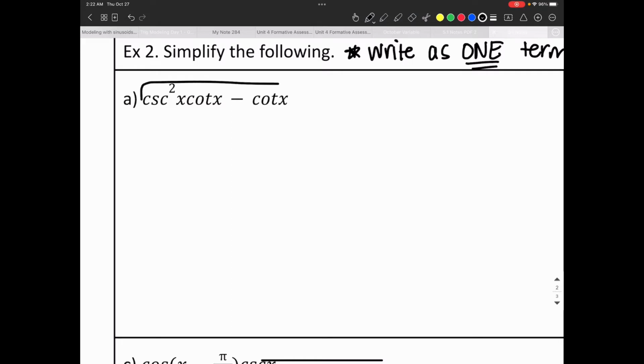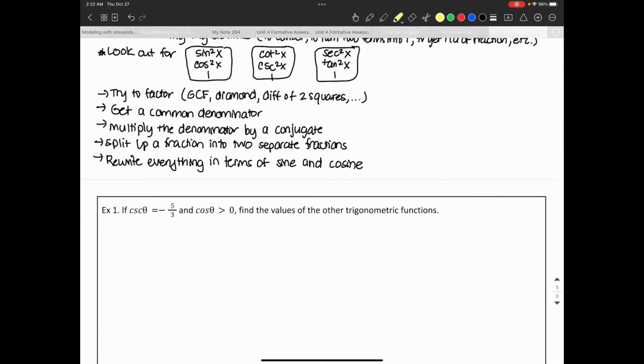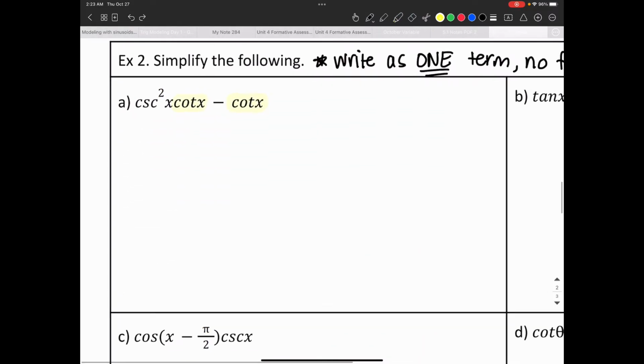Well, both of these terms have a cotangent of x in common. So one of the strategies that we talked about was we could try to factor using GCF, diamond, difference of two squares. If I have the same term in two places, I know that I can take out the GCF, which would be that term that I see. So if I see cotangent in both of these terms, I can take cotangent out, and I can rewrite this as cotangent of x times cosecant squared of x minus 1.